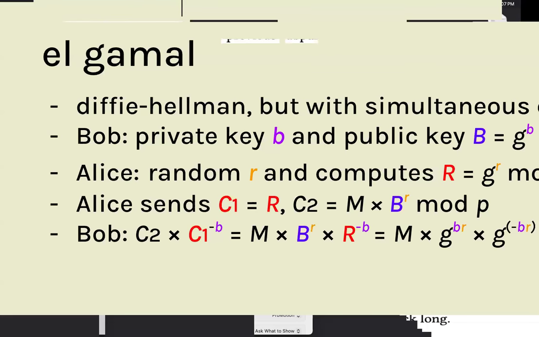Now this simplifies, since B is equal to g to the b, B to the r is g to the br. And since C1 is equal to g to the r, C1 to the negative b is equal to g to the negative br. And when you multiply these two together, the exponents will cancel out, and you'll just get M as the leftover. And that's the original message. Yeah, M is the original message.